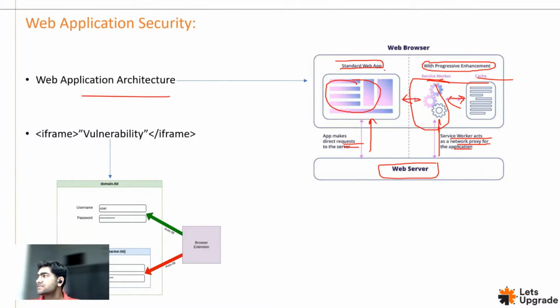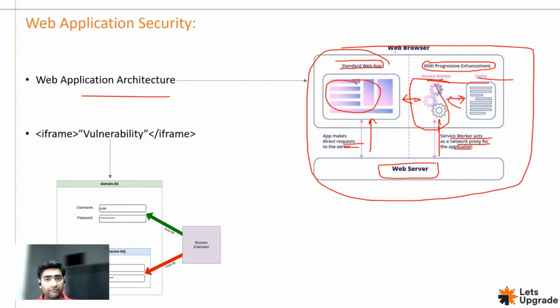Right. This is a service worker, and this is what exactly is working in the backend. If you do not know, over the web browser you can see these things: standard web application and progressive enhancement working in the backend of your PC, which is handling all of these things. All right, so this is the thing which we have.